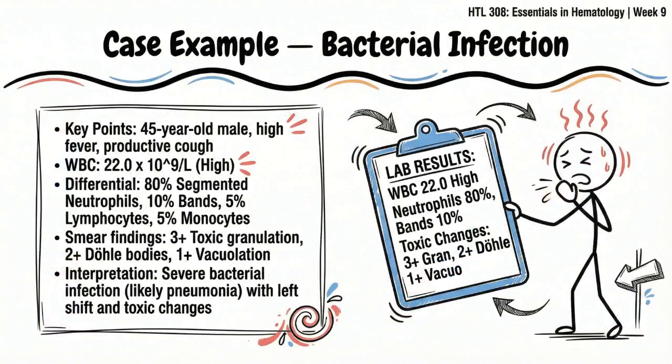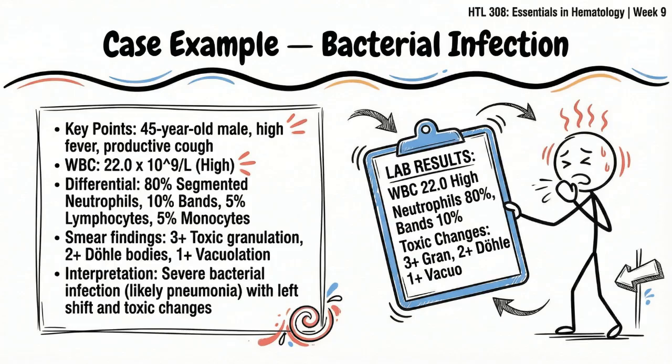Let's walk through a case using our new framework. A 45-year-old patient presents with fever, chills, and hypotension. The CBC shows a WBC of 18.5. The manual differential reveals 78% segmented neutrophils, 12% bands, 3% metamyelocytes, 5% lymphocytes, and 2% monocytes. On the smear, the majority of neutrophils show 3+ toxic granulation, Döhle bodies, and cytoplasmic vacuolation.